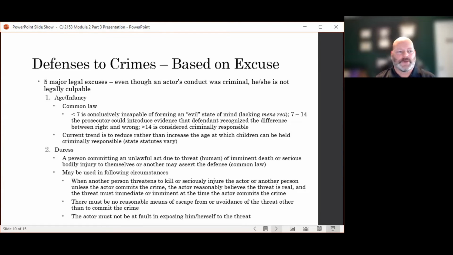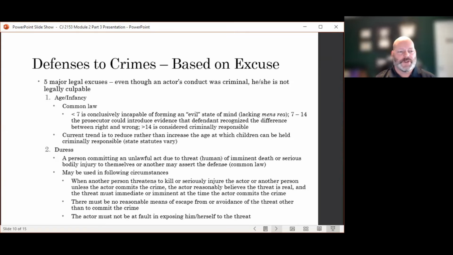The second legal excuse is duress. A person committing an unlawful act due to threat of imminent death or serious bodily injury to themselves or another may assert the defense. Duress can be used in the following circumstances: when another person threatens to kill or seriously injure the actor or another person unless the actor commits the crime, the actor reasonably believes that the threat is real, and the threat must be immediate or imminent at the time the actor commits the crime.